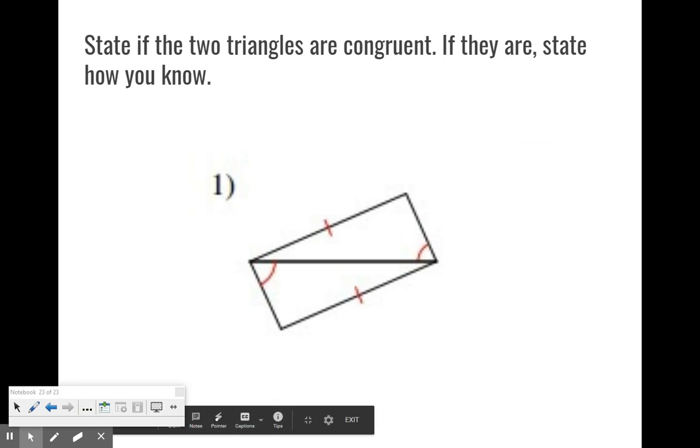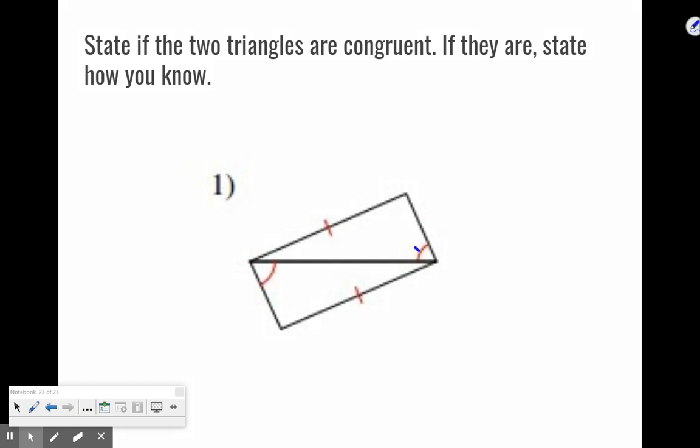All right, looking at this figure, we have to determine if these two triangles are congruent, and we need to state why or why not. So I notice here I have congruent angles, I have congruent sides. Okay, so I've been given two pieces, but I also notice that they share this segment here. So if they share that segment, obviously that part is congruent.